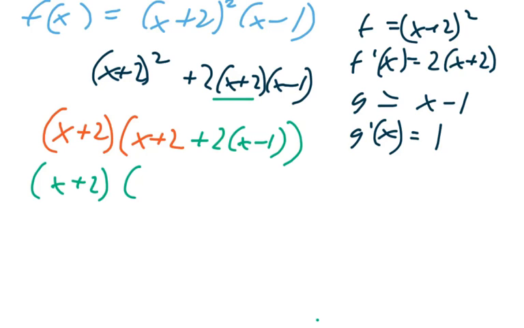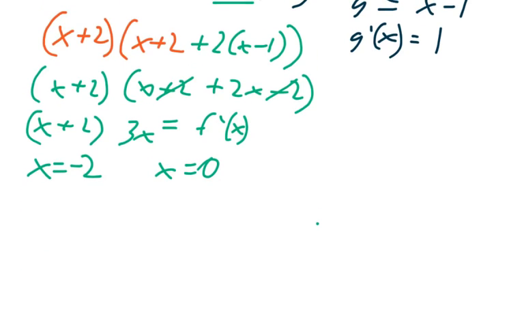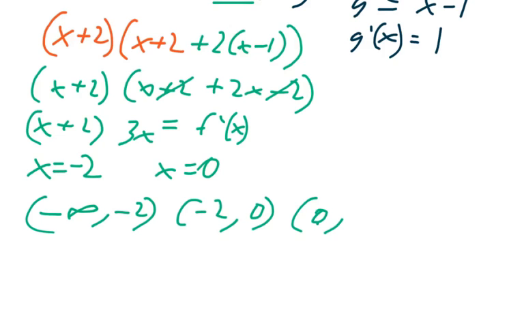So x plus 2 plus 2x minus 2, we get x plus 2 times 3x. So x equals -2 from the first one, and x equals 0 is what the final derivative is. We go from -infinity to -2, from -2 to 0, and from 0 to infinity.